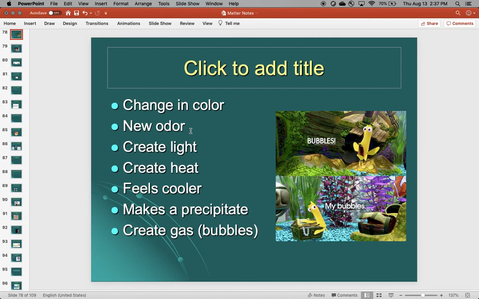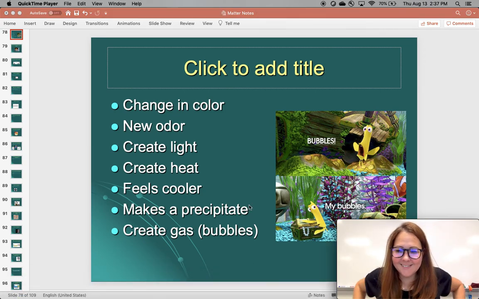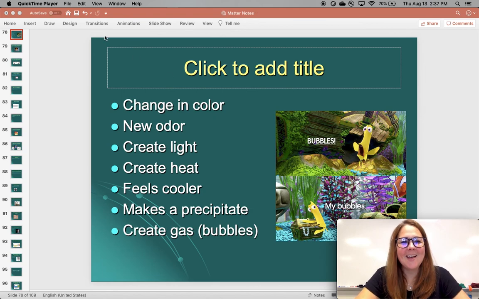Now, ways of knowing if a chemical reaction happens or not. Sorry, I lost my picture-in-picture.